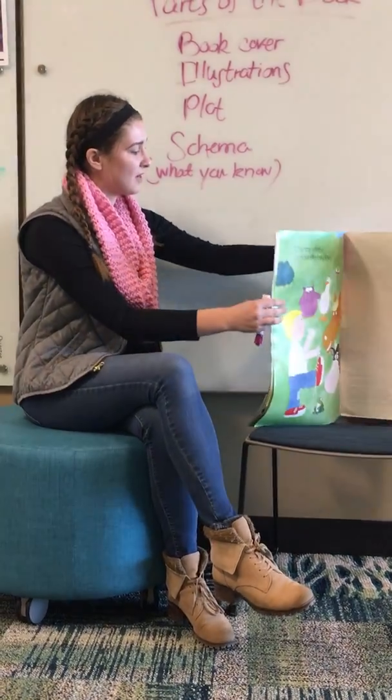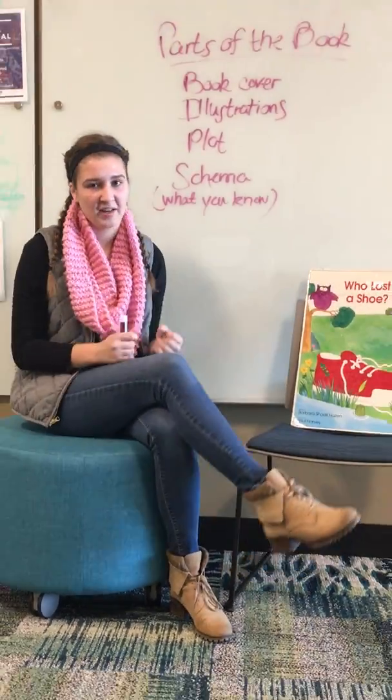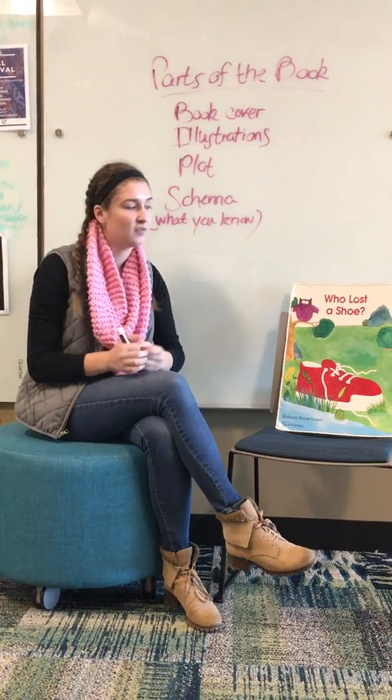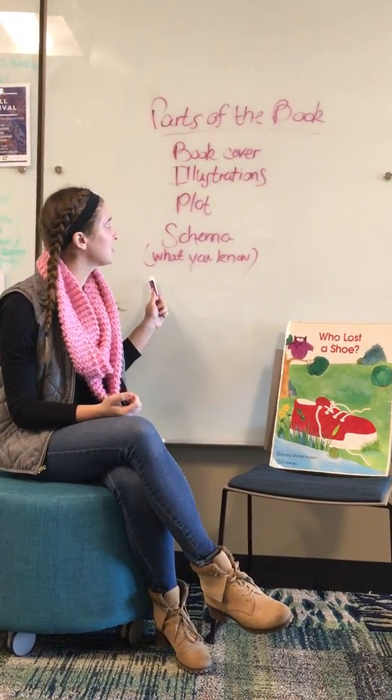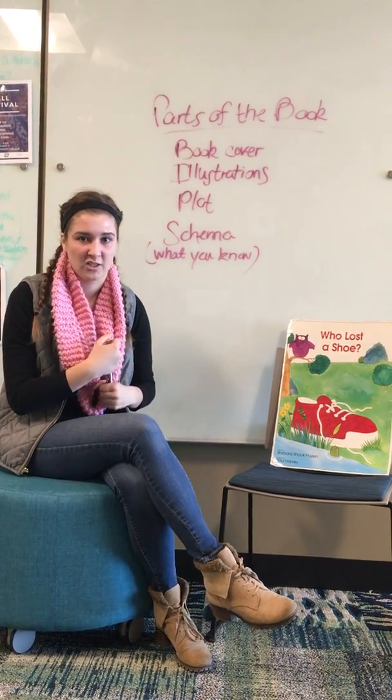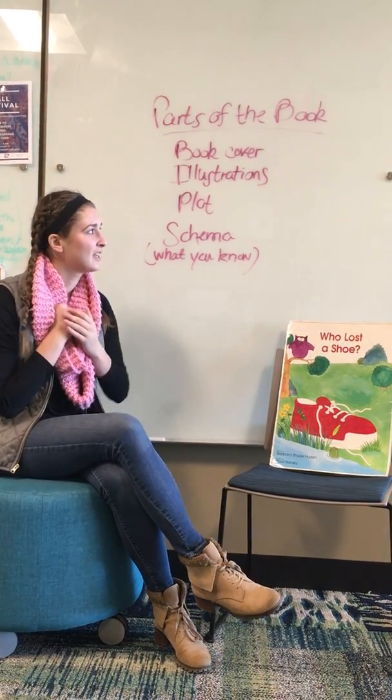So it was an awesome job making predictions. You guys did a great job finding the rhymes, and you even figured out that it might be a person instead of an animal. So that's really awesome. And you used the parts of the book, the semantic information, to do that. So I'm really proud of you guys.